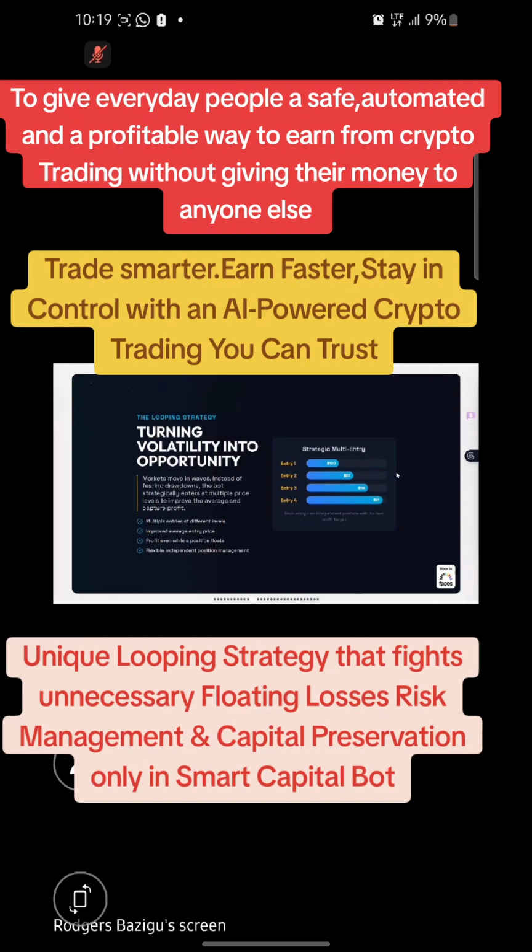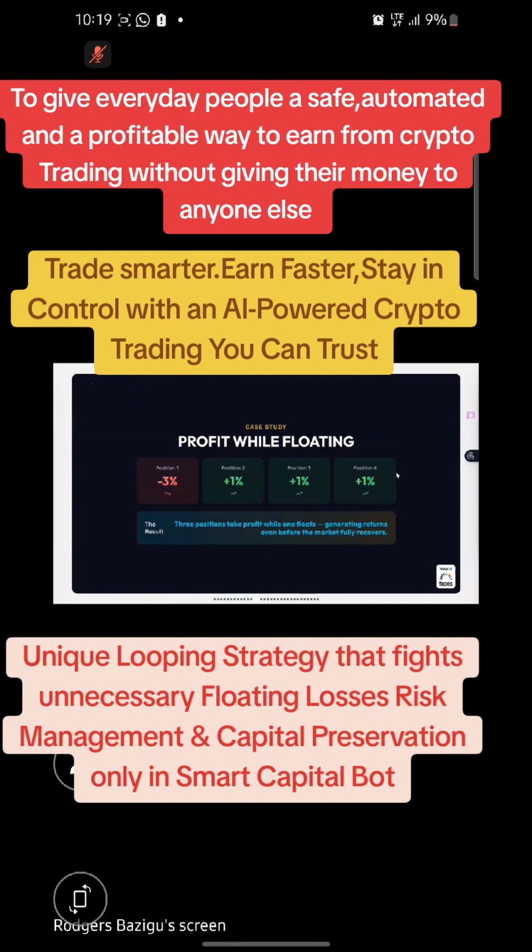And you're going to make profits while floating, as some people are struggling with floating loss. If you follow the signals of the bot as they come in, you will be making profits while others are in floating loss. So here, this is a very powerful part. You can still make these profits even when some positions are temporarily negative. Let me give an example. Entry 1 is in floating loss.